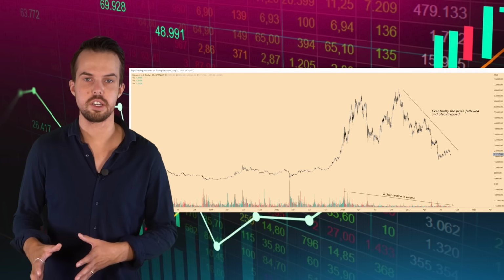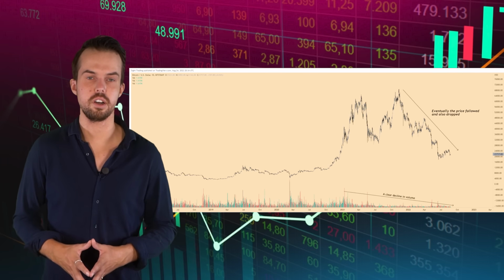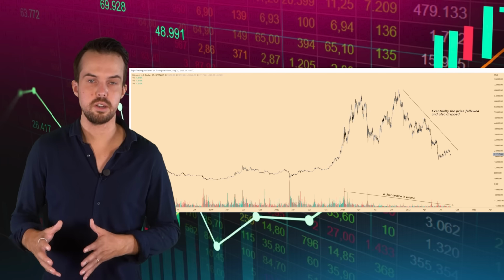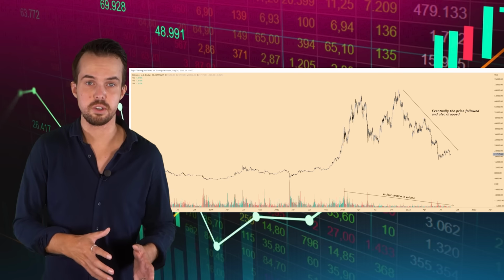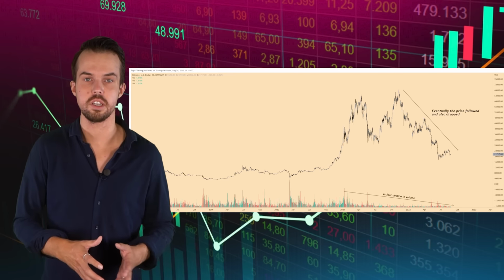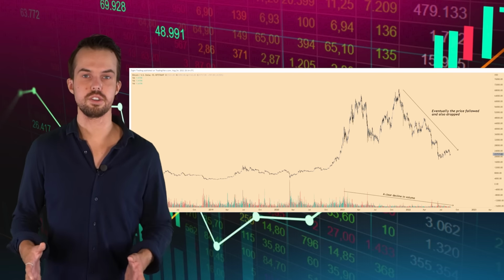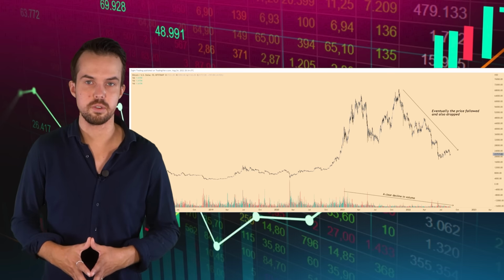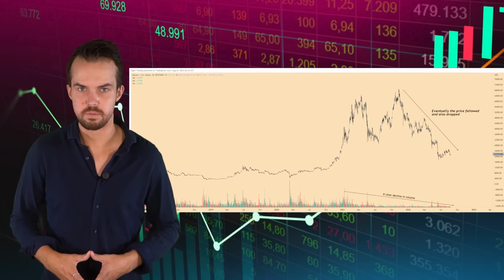So in the following example, you can see the Bitcoin run of the past year. Initially the price went up, but simultaneously it could be seen that the volume decreased. Over time, the price also followed the decline until the moment where we are now.